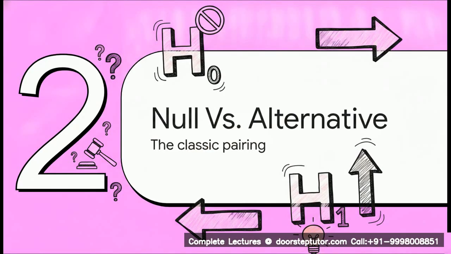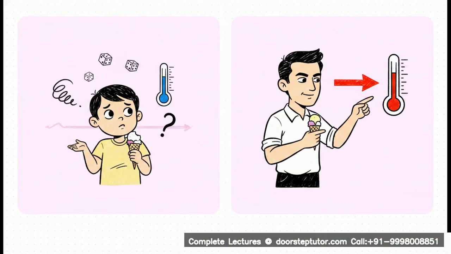Moving right along, section 2, null versus alternative. You'll see this pairing on literally every methodology exam. They operate in total opposition to each other. On the left side, we've got the null hypothesis. This basically says, hey, there is absolutely no statistically significant relationship here. Any result you're seeing, it's just random chance. In our example, the child is essentially claiming the null hypothesis, saying that eating ice cream has zero relation to getting a fever, and if a fever happens, it's just a total coincidence.